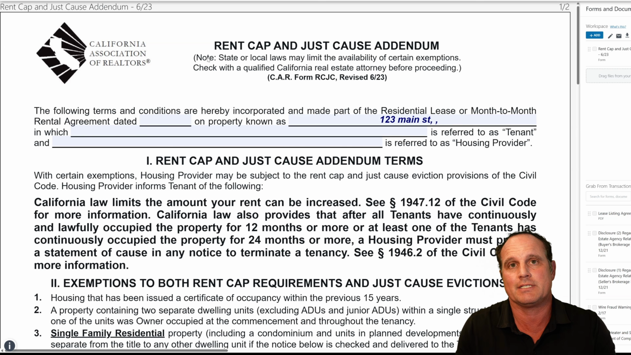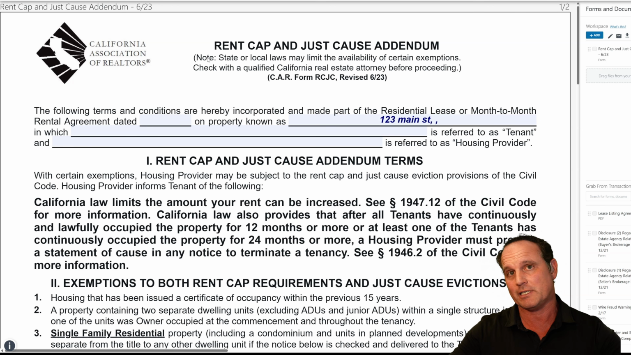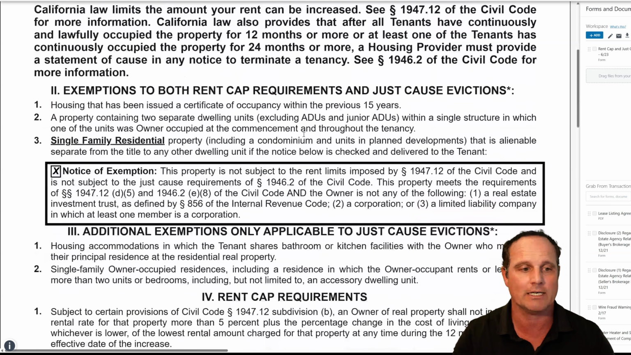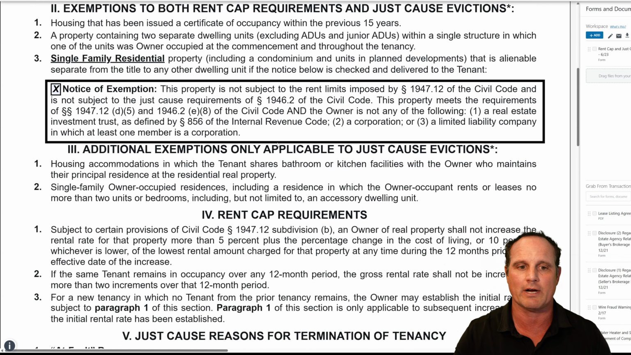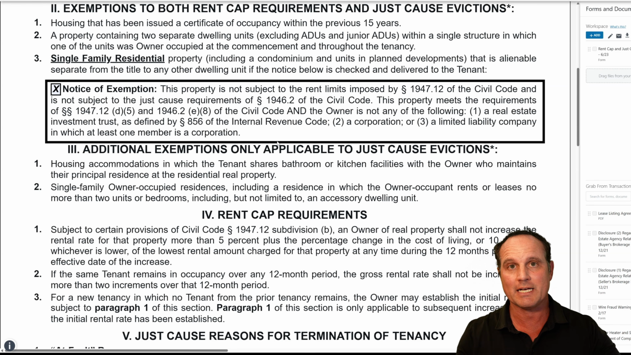Now, this happens to be the California Association of Realtors form because I'm a California Association of Realtors member. It's called the Rent Cap and Just Cause Addendum. We've talked about it in many, many videos. It does not have to be this specific form. This just happens to have the required language. And what's the required language? It's right here. Notice of exemption. This property is not subject to the rent limits imposed by 1947.12, etc. This is what the law specifies must be on the form in order for the exemption to apply.